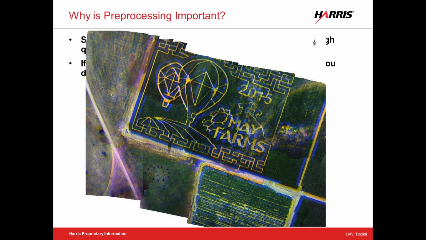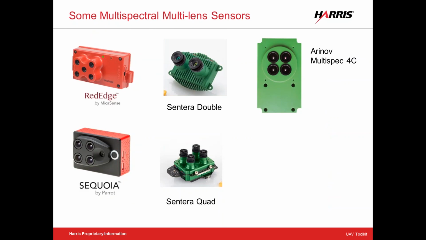So next, to just give you an idea of what some of these sensors look like, this is just a list of a few of them. This is by no means an inclusive list of all the multi-lens sensors, and I'm not trying to say they take bad data or anything like that. This is just a few examples so that you understand what sensors this might affect.